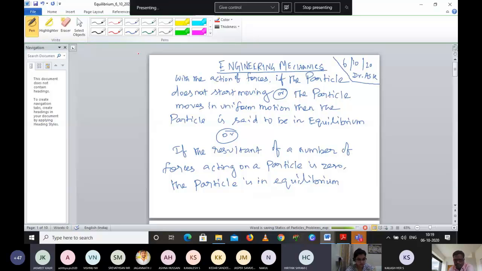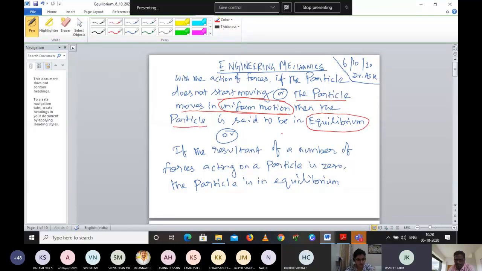So we are moving to a very important topic, equilibrium. I already defined it. It is the same topic, but we are going further. Instead of calculating resultant, we are moving to equilibrium. We are in the first module only till now. With the action of forces, if the particle does not start moving, if it is fixed, or moves in uniform motion, as I told during the law itself, then the particle is said to be in equilibrium.